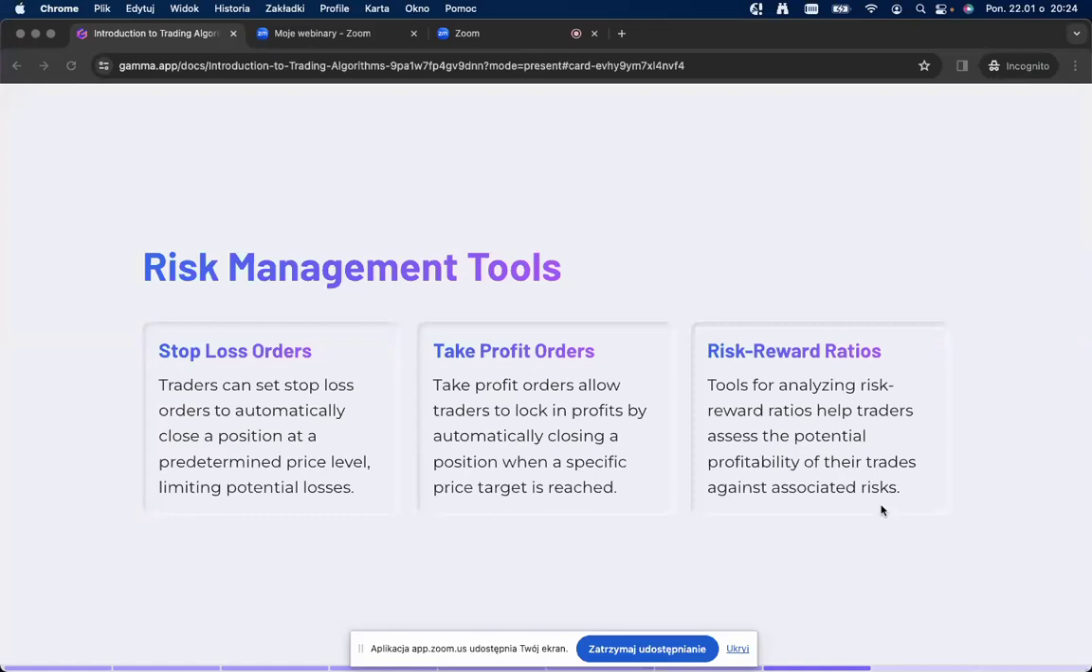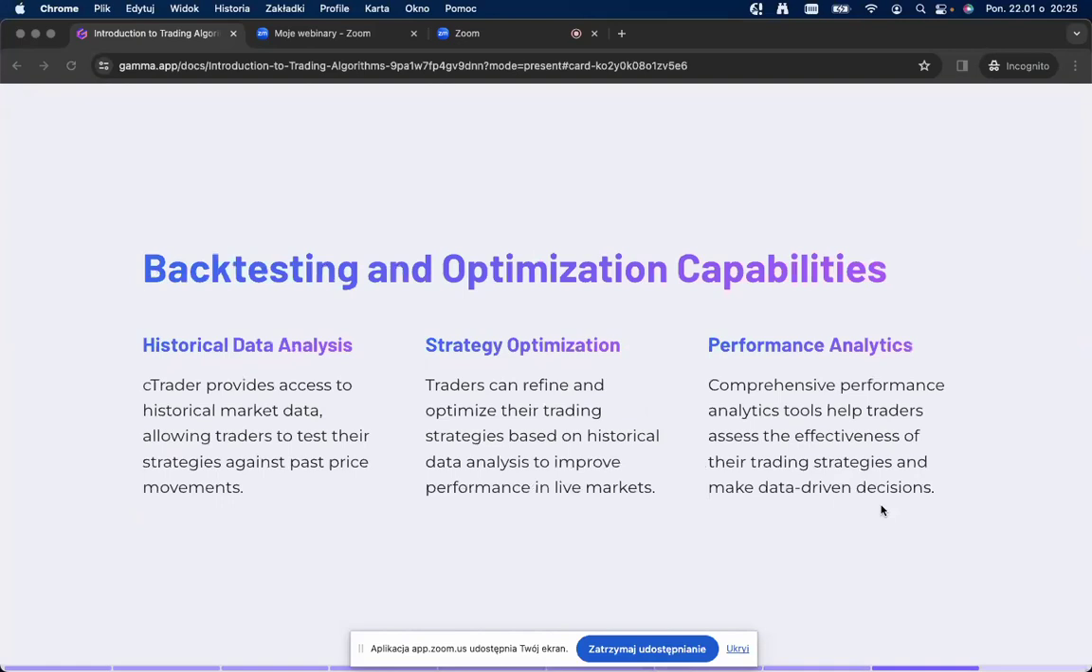All of this is for your disposal on the cTrader platform. We, of course, have the partial take profit orders up to 5 levels, and we have trailing stop as well. So all of these advanced risk management tools are present on cTrader.